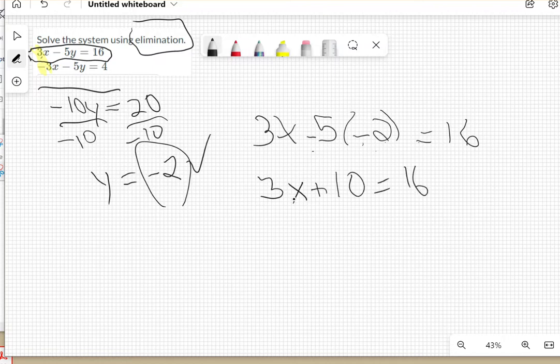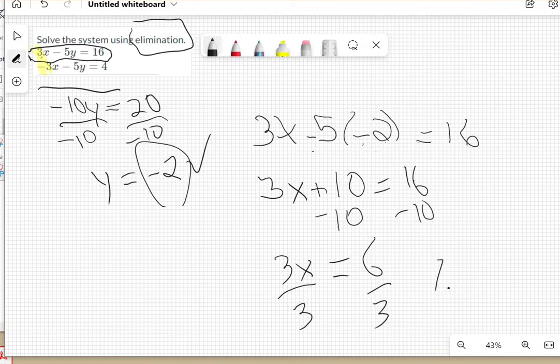Then we want to know what x is, so we need to move the number to the other side. Minus 10 turns into 0 there. And 16 minus 10 is 6. Then we divide by 3 on both sides, and we get x equals 2. So now I've got the x and the y coordinate.